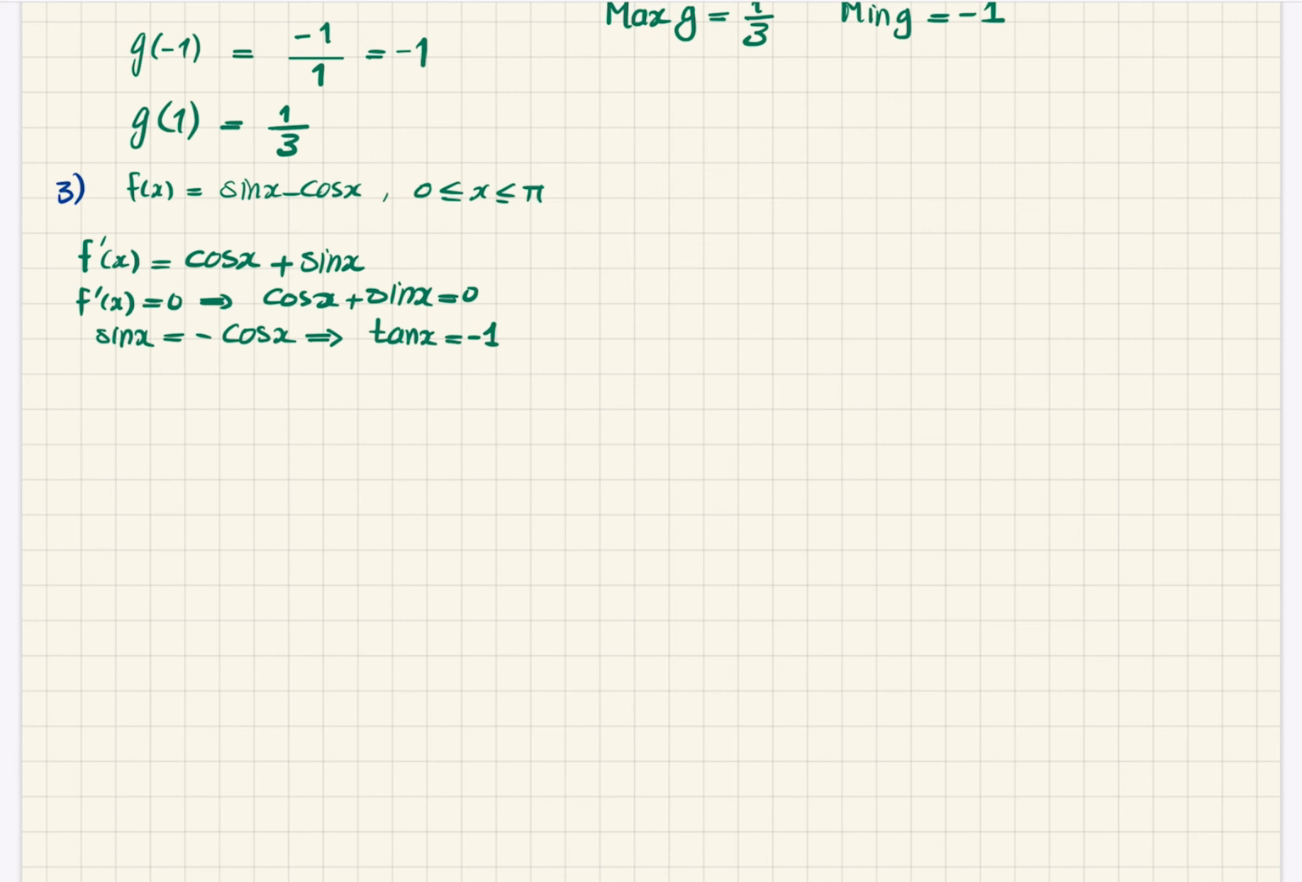I am on the safe side. Cosine is not equal to 0, because if cosine is equal to 0, sine is either +1 or -1, but none of them becomes equal to 0. So I am on the safe side.